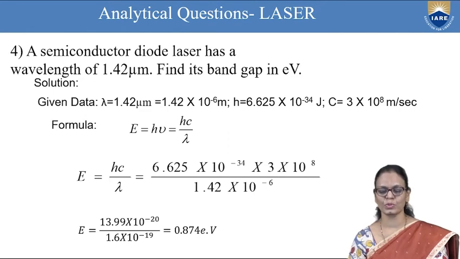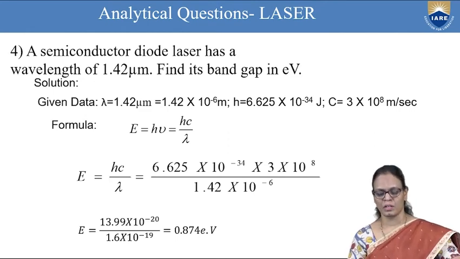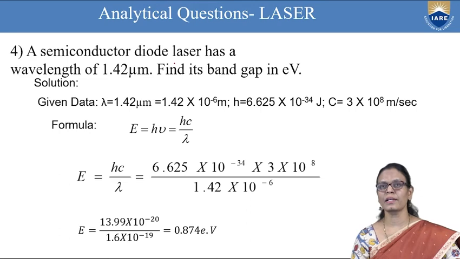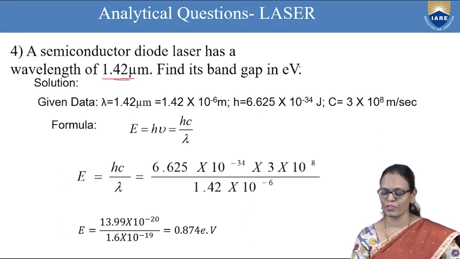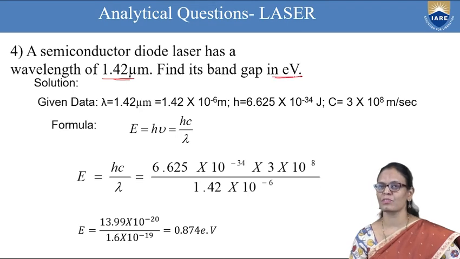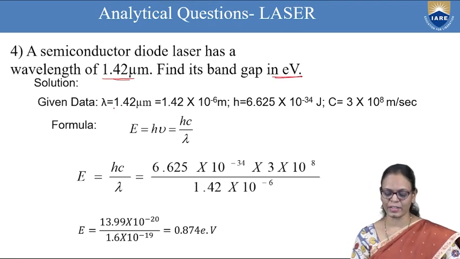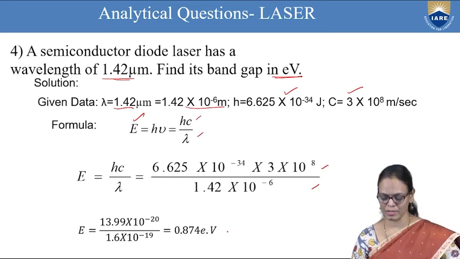Now coming to the fourth one. A semiconductor diode laser has a wavelength of 1.42. You have to find the band gap in electron volt. So again write the wavelength, convert it into meters, take the value of h and c and write the formula for E, hc by lambda, do the substitution and simplify.